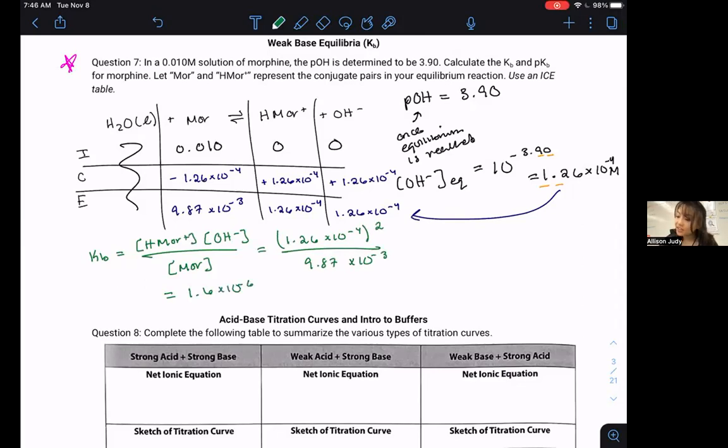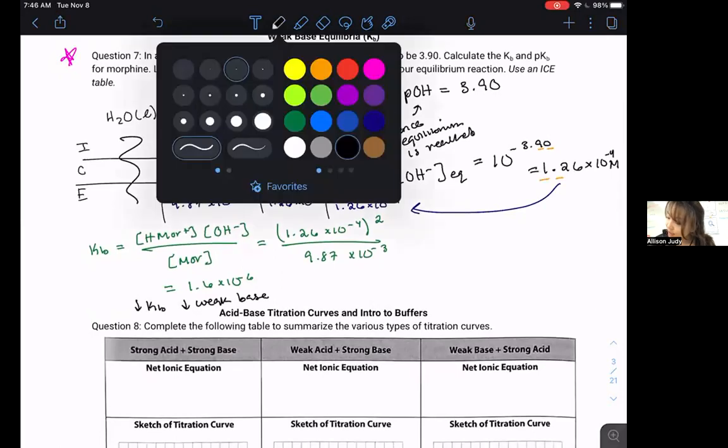So if I have a small Kb value, that means I am working with a pretty weak base because I'm getting not very much ion production at all. Okay. So how do I translate to pKb?